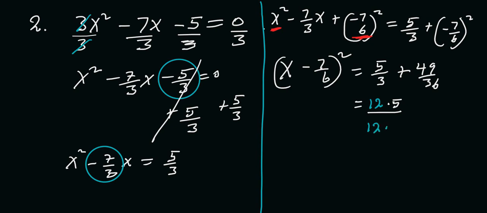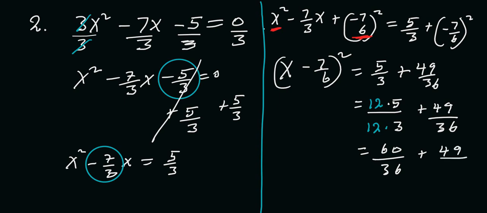12 times 3 plus 49 over 36. So 12 times 5, of course, is 60. And 12 times 3 is 36, plus 49 over 36. So now we have the same denominator.